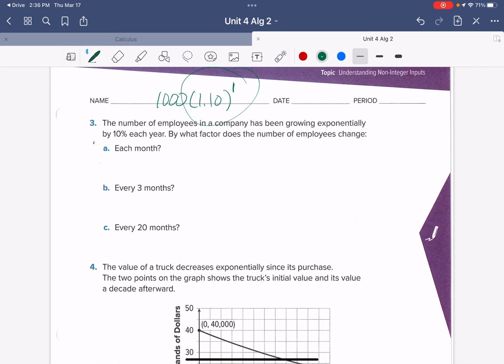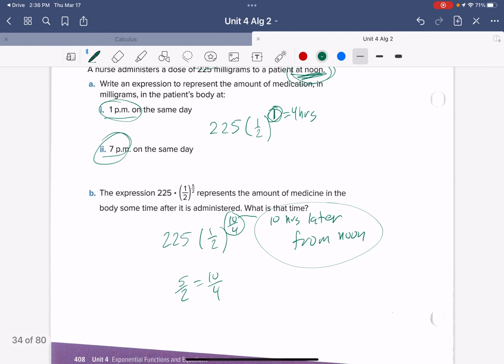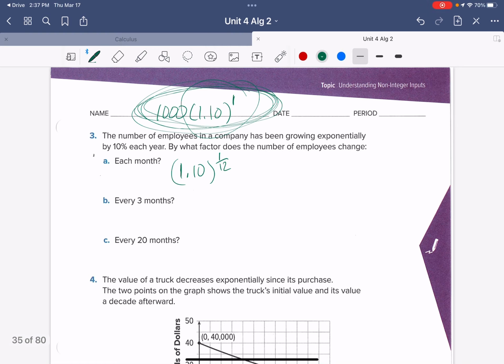Well, 1 month is 1 part out of the year, so it's 1/12 of the year. So this first one here, the multiplying factor would be 1.10 to the 1/12 power. So this up here, right, that would be at the end of the year. So 1 represents 1 year. Here, on this problem, 1 right there represented 4 hours. So that's why we said we have to do different fractions for it. Here, 1 month means 1/12 because 1 is for an entire year and a month is just 1/12 of a year. So you can kind of use that logic and fill in these two.